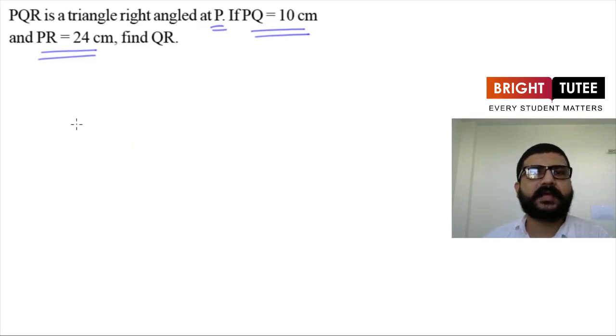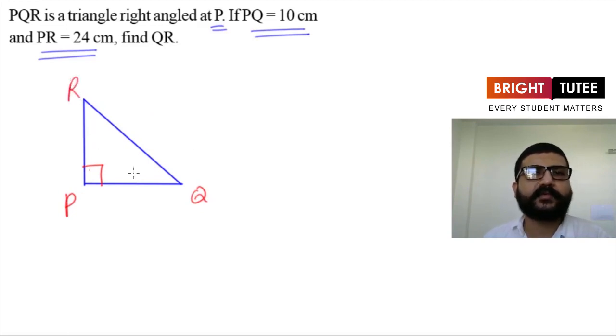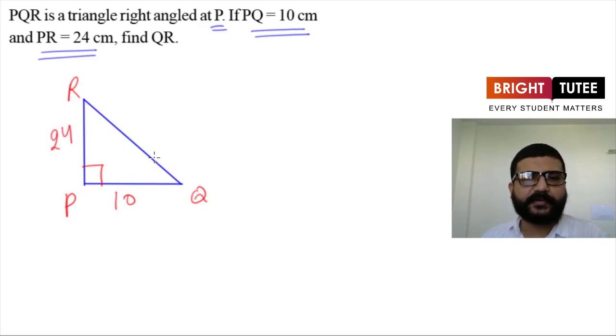It is triangle PQR which is right angled at P. So let's take a triangle like this. Here it is a right angle triangle which is right angled at P. Here it is the right angle. Let's take this vertex as P and this one as Q and this one as R. Now PQ is given as 10 and PR is given as 24. Now what we have to do? We have to find the length of QR. How we can do this? Can we use Pythagoras theorem here? Yes, we have to use Pythagoras theorem only.